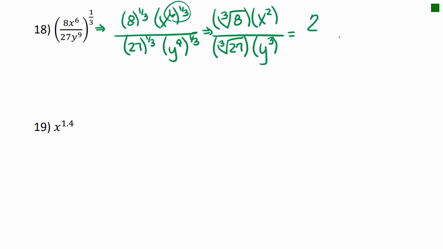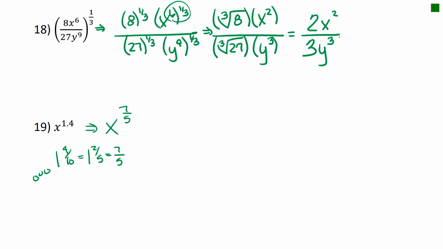So the cube root of 8 is 2, x squared. Cube root of 27 is 3, y cubed. Nothing I can do with that. We're good. X to the 1.4, that's 1 4/10, which is otherwise known as 1 2/5. I'm saying this quietly because this is what's going on in your head, which is 7/5. So that's x to the 7/5.